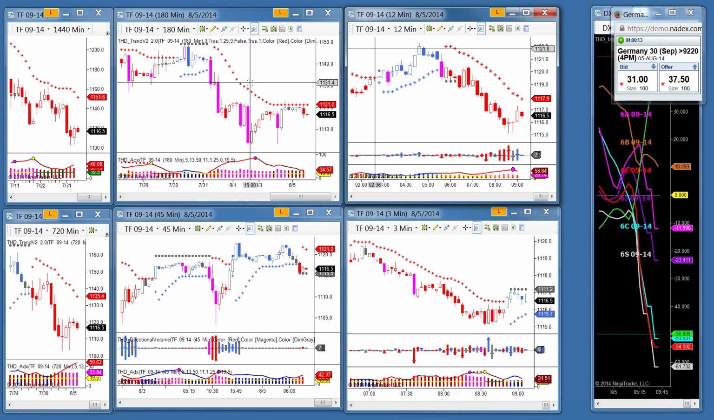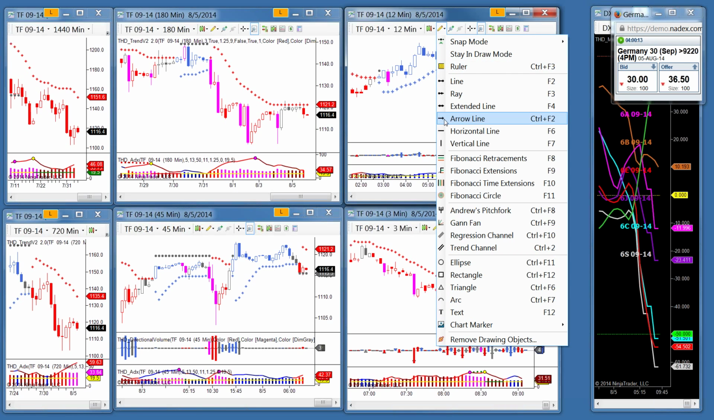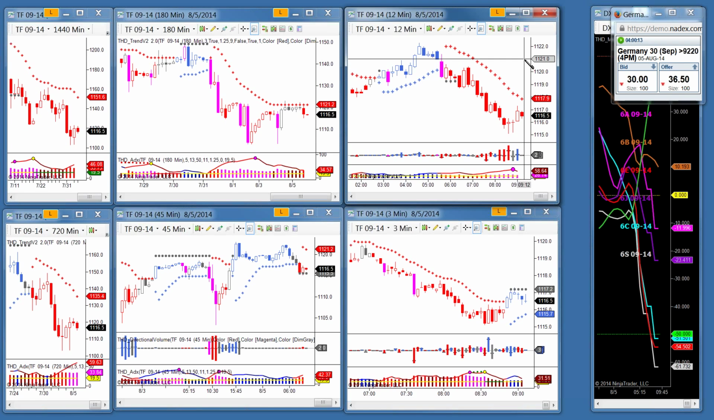On the 180, we have an ATR here at 1121. Down on the 45-minute, we have an ATR at 1121.2. And we also have a congestion dot at 1115.5, I believe.